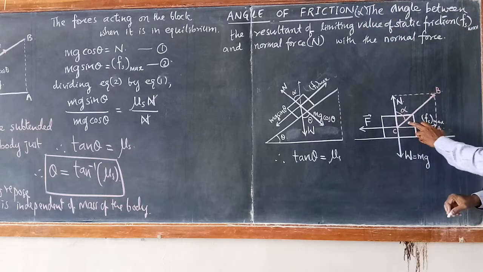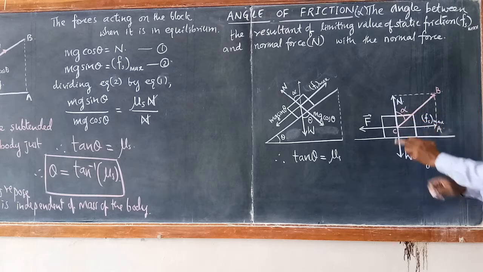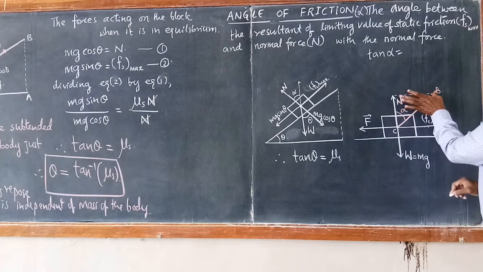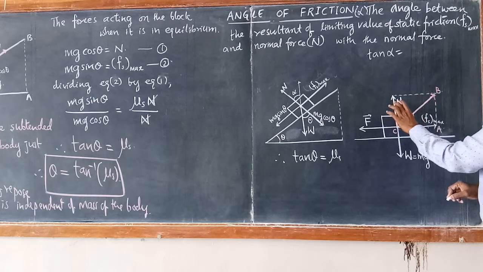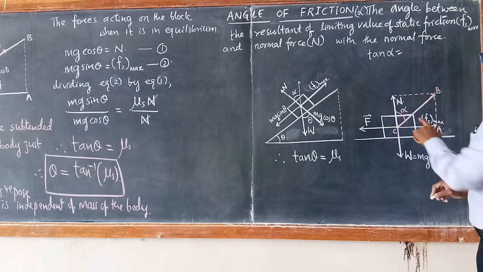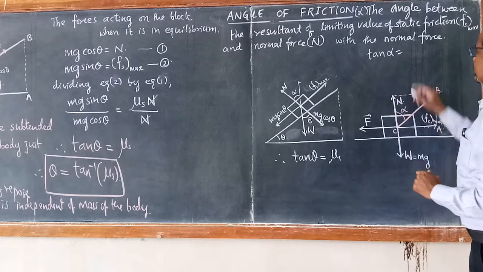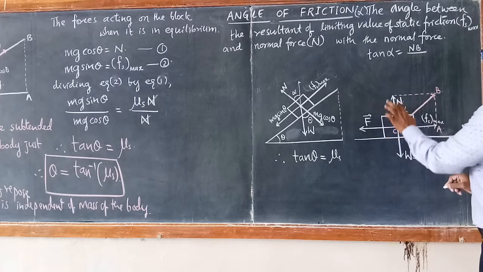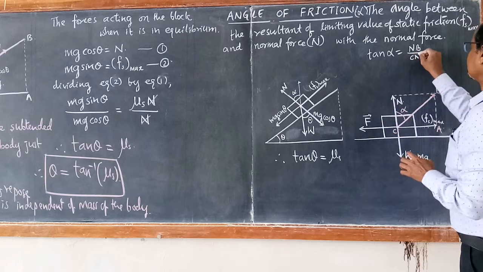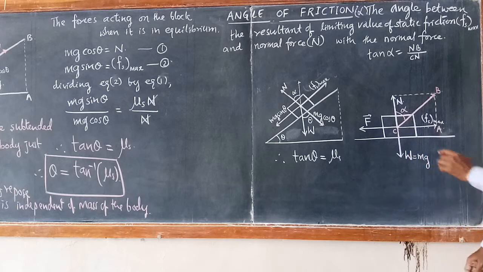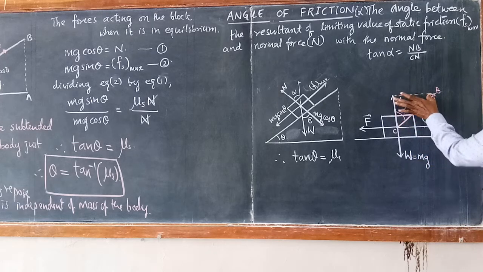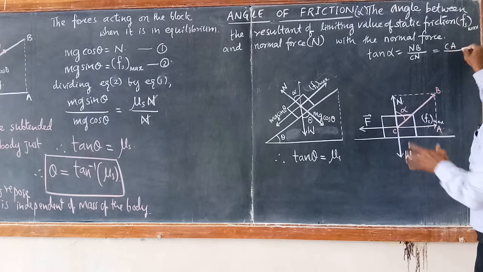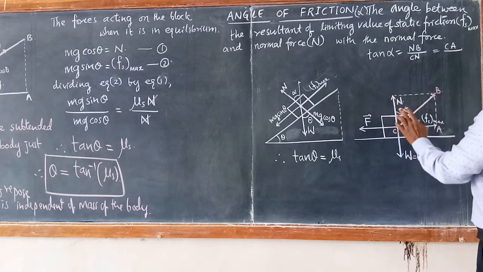Now look at this diagram. From this diagram I can write what is tan alpha. Tan alpha is equal to opposite divided by adjacent. Opposite is NB, NB divided by the adjacent. Adjacent is CN. What is NB from the diagram? NB is equivalent to CA, CA divided by CN.